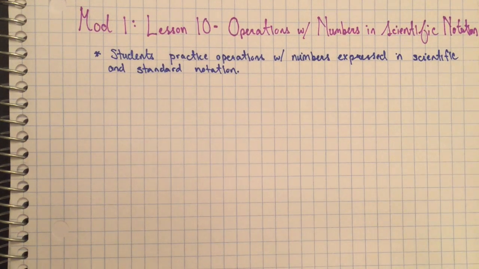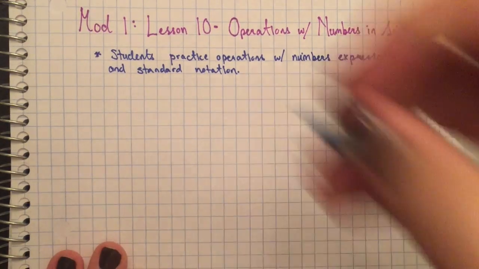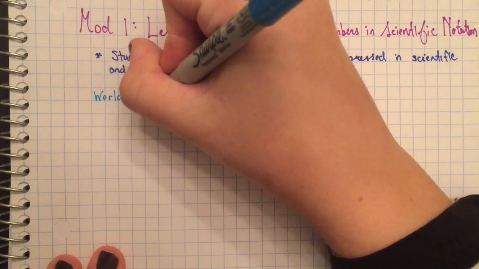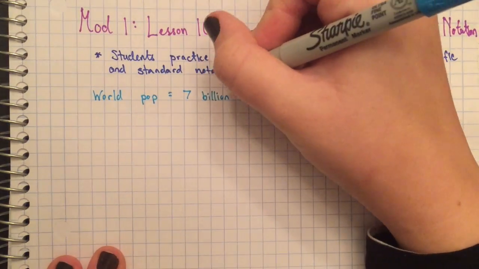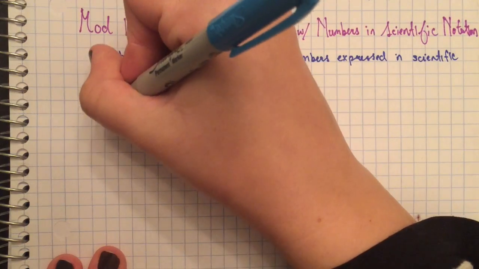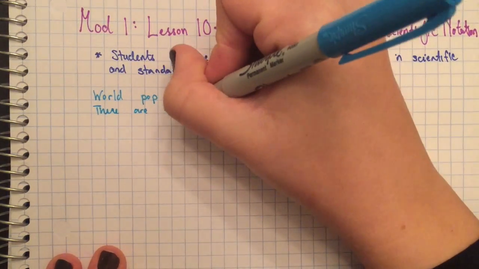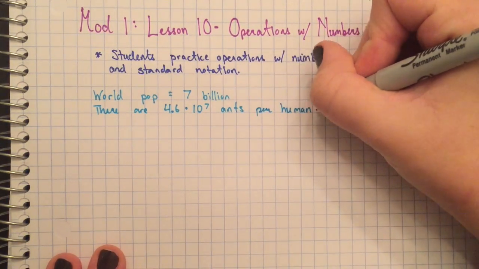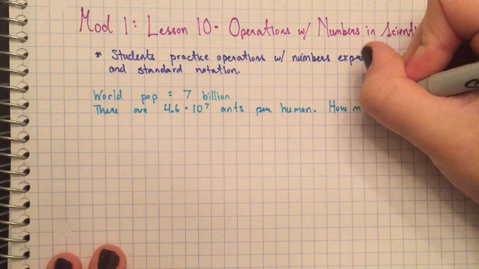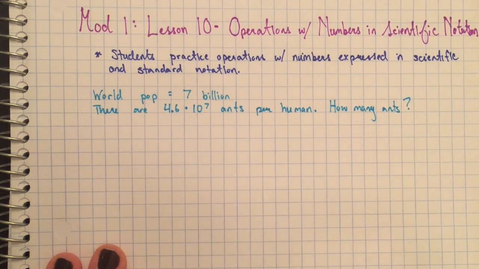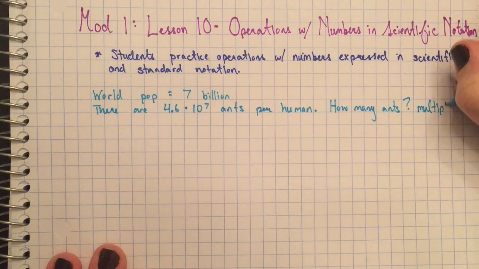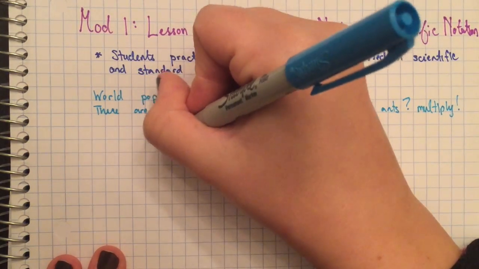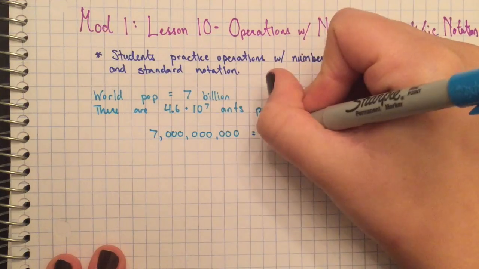So let's look at another example. If I'm given a world population of approximately 7 billion, and I know that there are 4.6 times 10 to the 7th power ants per human being. How many ants are there in the world? So this is a multiplication problem. I know how many people there are. I know how many ants per person.